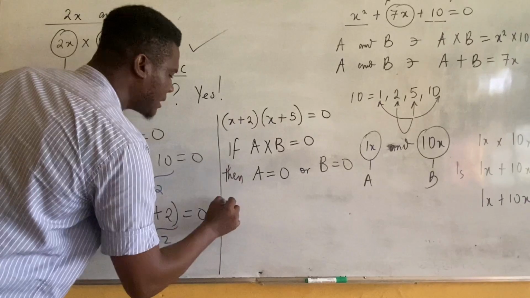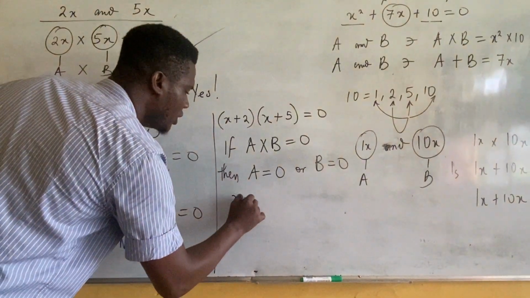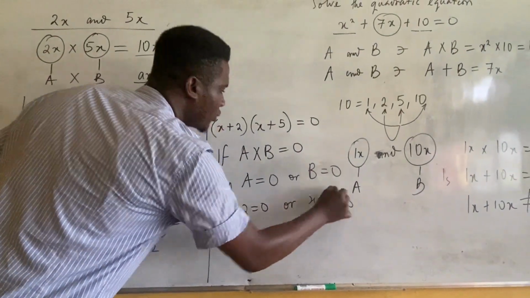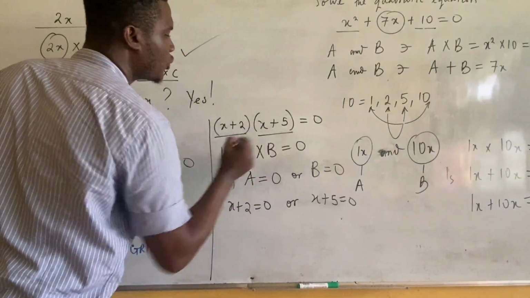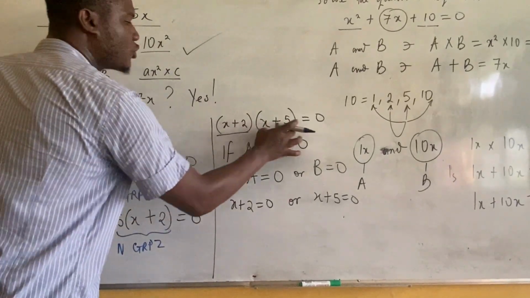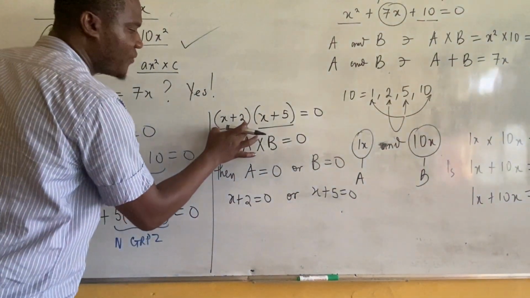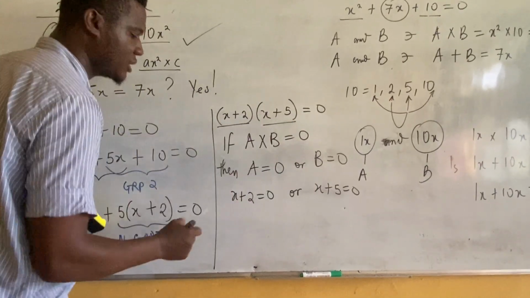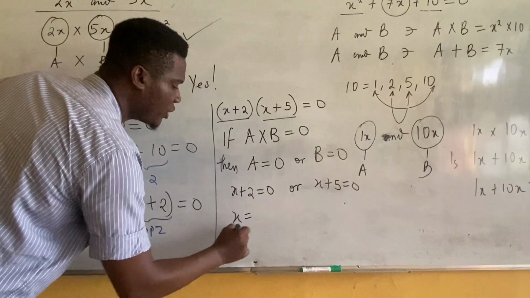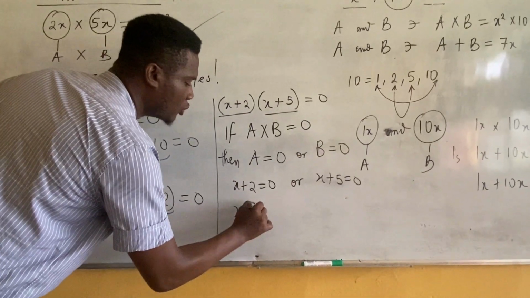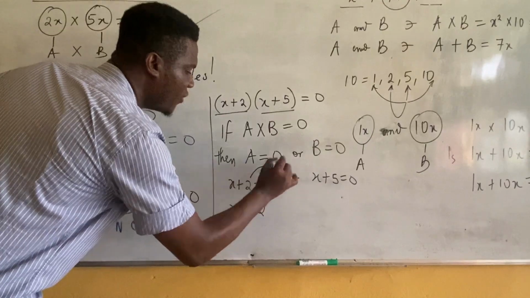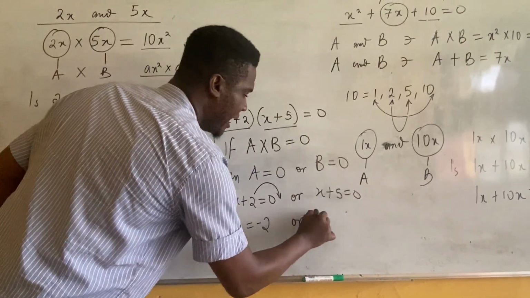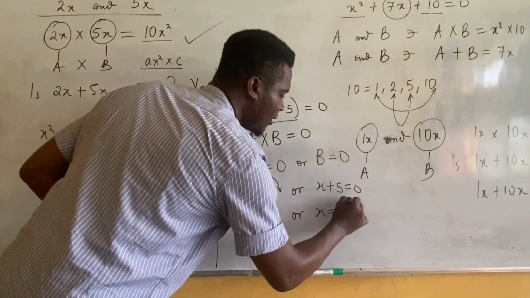Now, it means that x plus 2 is equal to 0 or x plus 5 is equal to 0. So, this is a product of two numbers. A product of two numbers equal to 0 means that either the first is equal to 0 when the other is not, or the second is equal to 0 when the first is not. And solving for this would mean x will be equal to minus 2 when it comes over here. And x plus 5 is equal to 0 implies that x will be equal to minus 5.